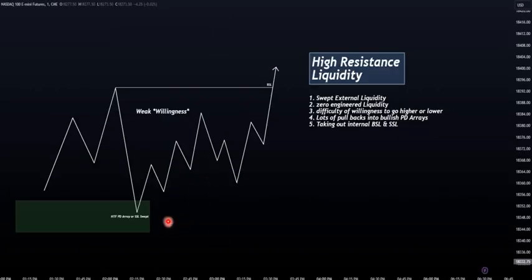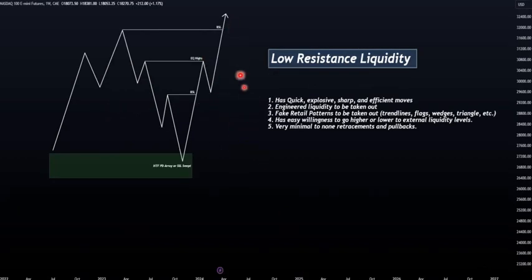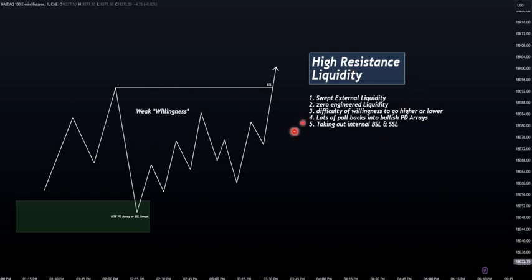Compared to here, you see how many pullbacks we have. We got 1, 2, 3, 4, 5 pullbacks. That's a lot of pullbacks. Here we only got 1, and then we go straight to buy side liquidity. So these 5 things can indicate to us that low resistance liquidity could possibly happen. Okay, so when we spot these things, we can anticipate low resistance liquidity to be happening. And again, if we end up in high resistance liquidity conditions, you just got to endure all of this pain.